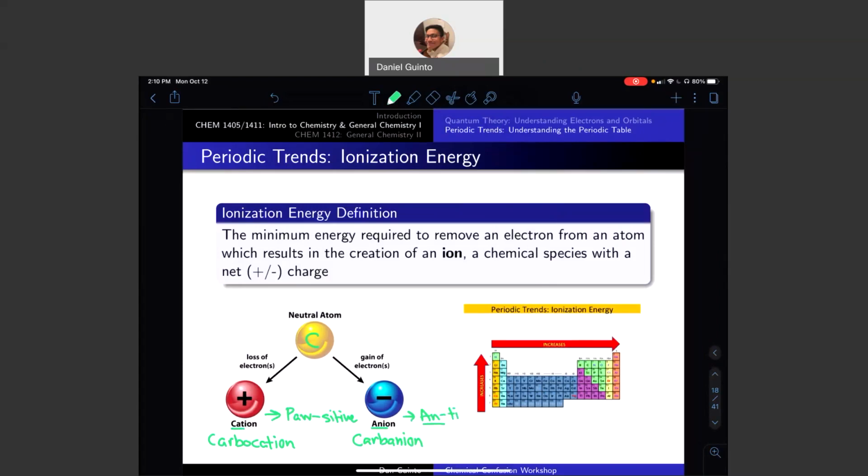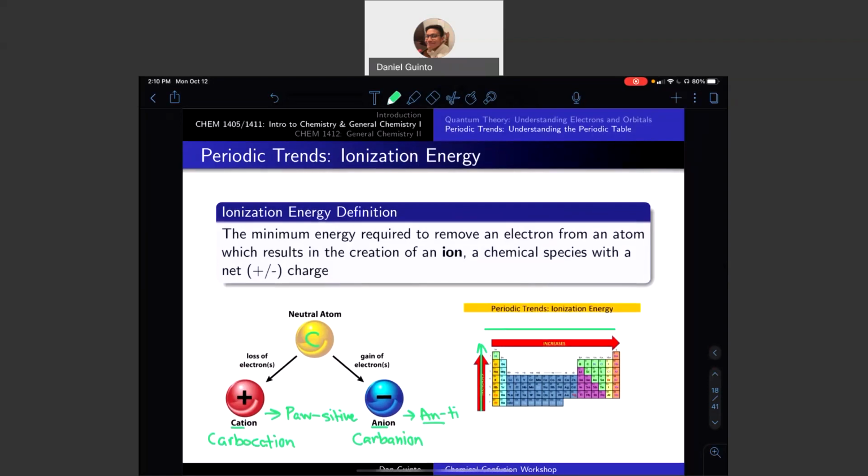So if a carbon loses an electron, it becomes a carbocation. If a carbon atom gains an electron, it becomes a carbanion. And the trend on the periodic table is it starts from francium, the element with the least ionization energy, going all the way up to hydrogen, and going from hydrogen all the way to helium. So pretty much it goes like something like this if you want to combine both of them together. So that's how the trend works for ionization energy.